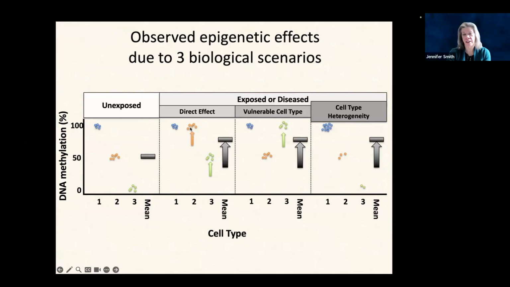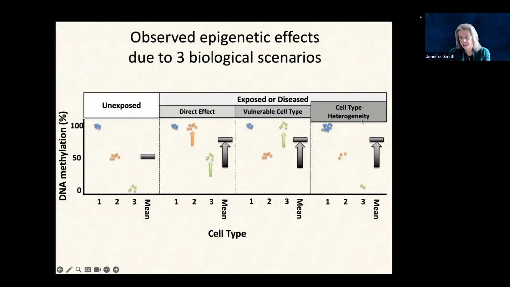Maybe it increased the methylation in this cell type. Well, it can't, it's already at 100%. In this cell type it went up, and in that cell type it went up, and that person's mean methylation went up too. Okay, that could happen. Or there could be a vulnerable cell type. So the methylation actually stayed the same in this cell type, but the green methylation went all the way to the top, right? So it did have an effect on methylation, but only in one cell type.